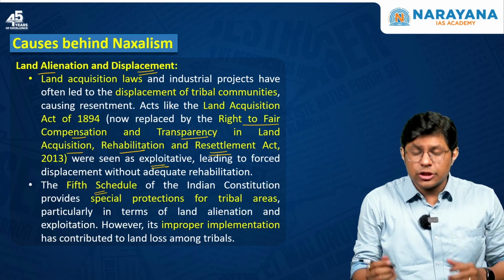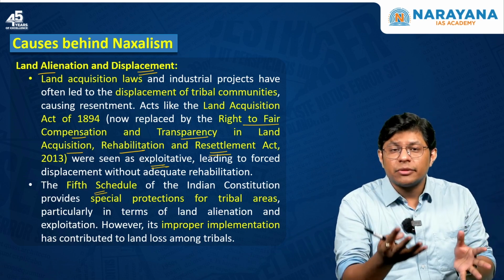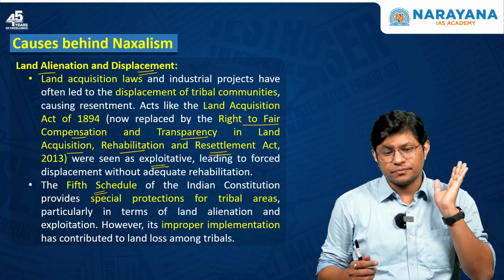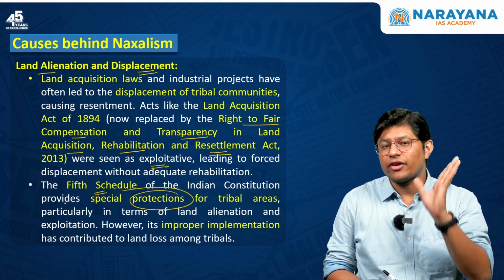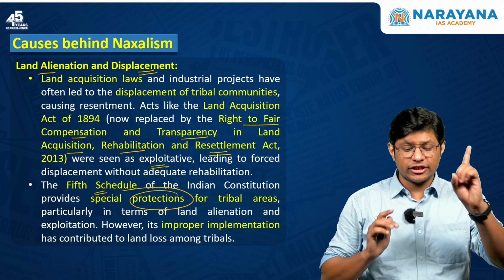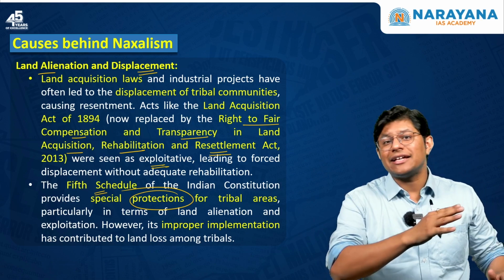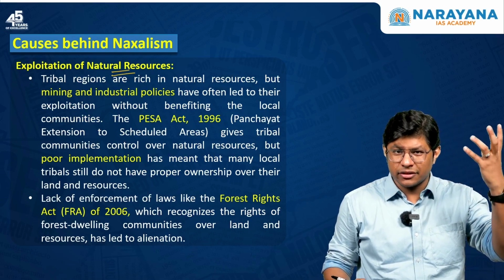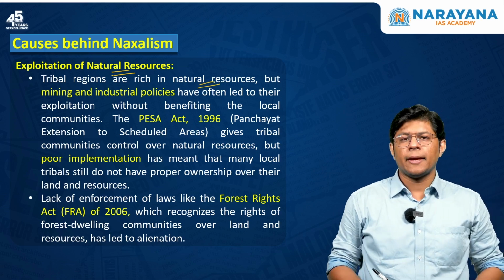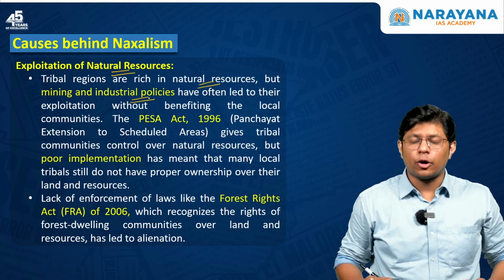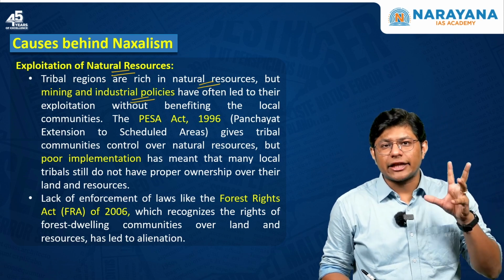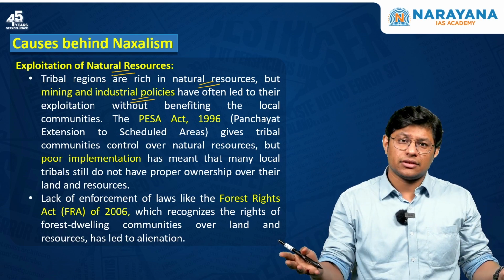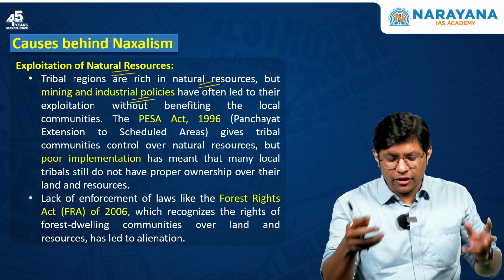The Fifth Schedule of the Indian Constitution provides special provision for the advancement of the scheduled tribes. But the tribal people say that because of the poor implementation, these protections are not safeguarded by the government authorities. The first problem is the tribal people have been alienated and displaced from their land. The second problem is exploitation of natural resources. Now, the tribal region is rich in natural resources. But because of the mining and industrial policies, the mining companies have actually extracted the natural resources. The tribal people did not get any royalty benefits. And again, the tribals were displaced from their own land.